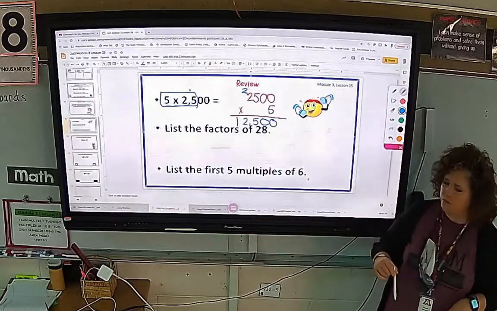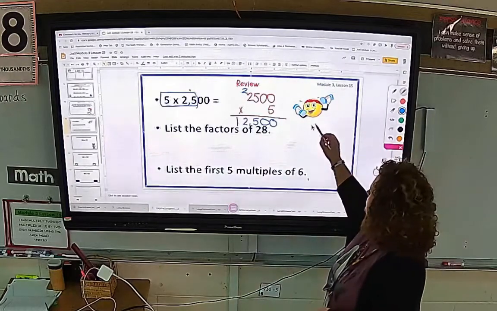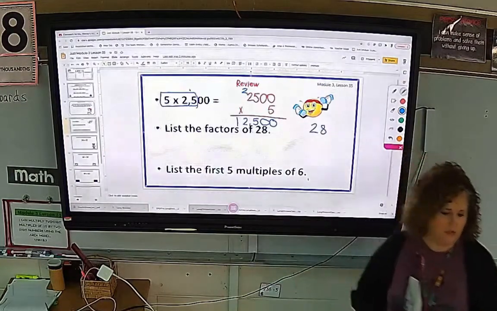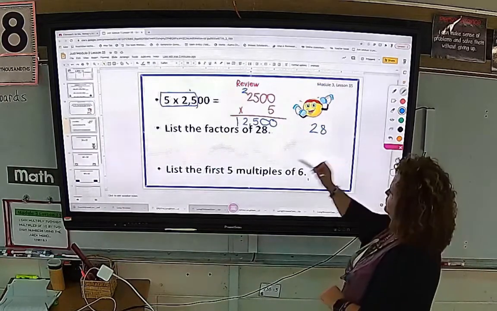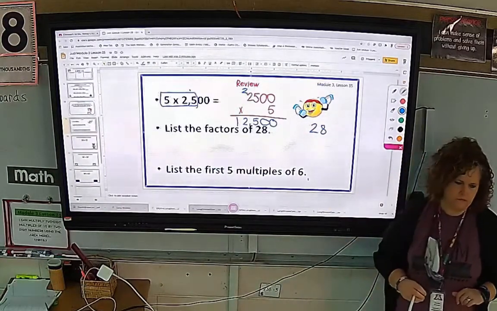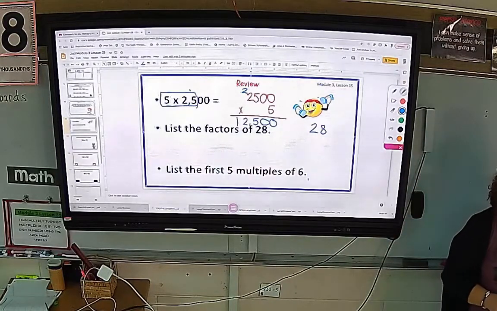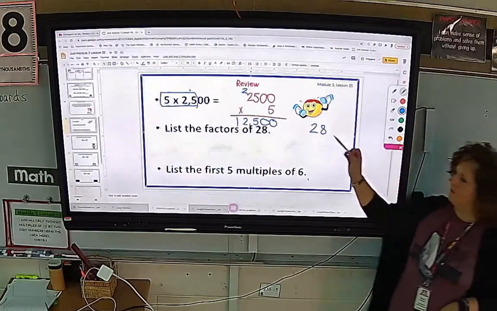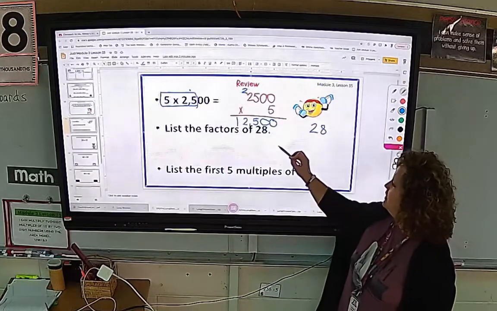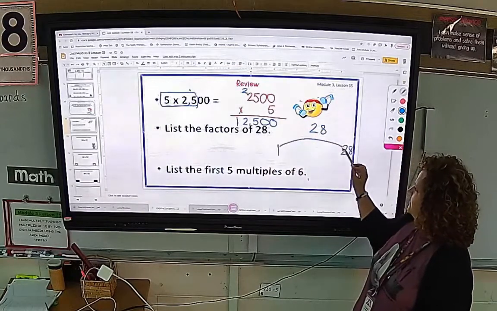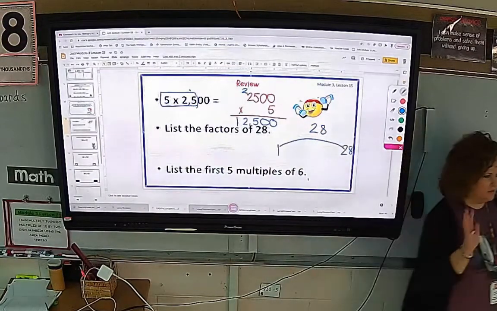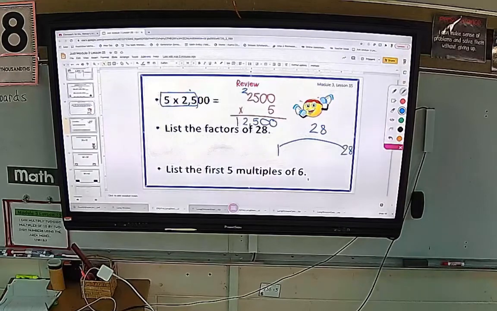Okay, list the factors of 28. Let's do it like this. On your board, you can clear it off. Just put a 28 towards the top so that you have room underneath it, and then we're going to do that thing with the arcs. We're going to put the number 28, and then we're going to figure out the factors. So you can start that. You know that 1 and 28 are factors, because even a prime number is going to have those two factors.